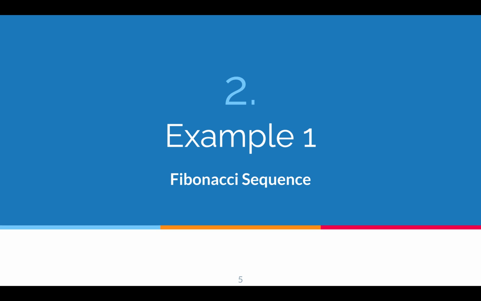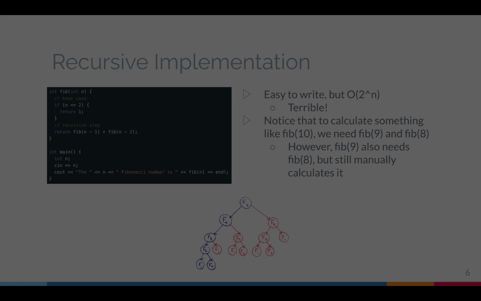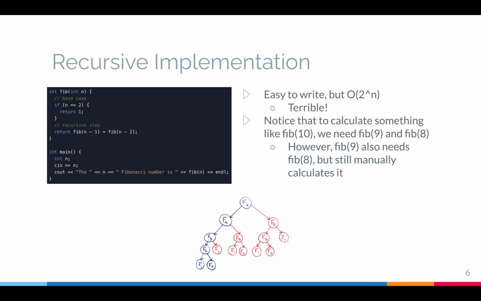So we're going to jump right into an example, which is the Fibonacci sequence. Hopefully you guys are all familiar with this sequence. This is the recursive implementation of it. Basically, the function fib takes in a number n, which is the nth Fibonacci number we're trying to calculate. If n is less than or equal to 2, you return 1, which is the base case. Otherwise, you go into the recursive step and return the sum of the two previous Fibonacci numbers.